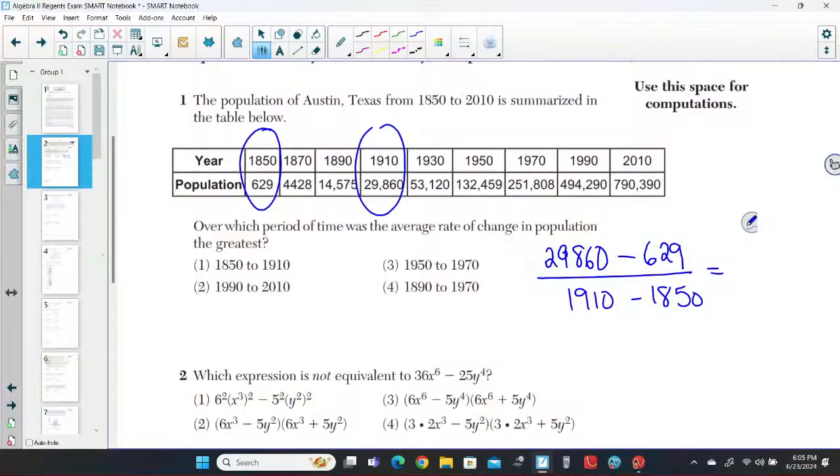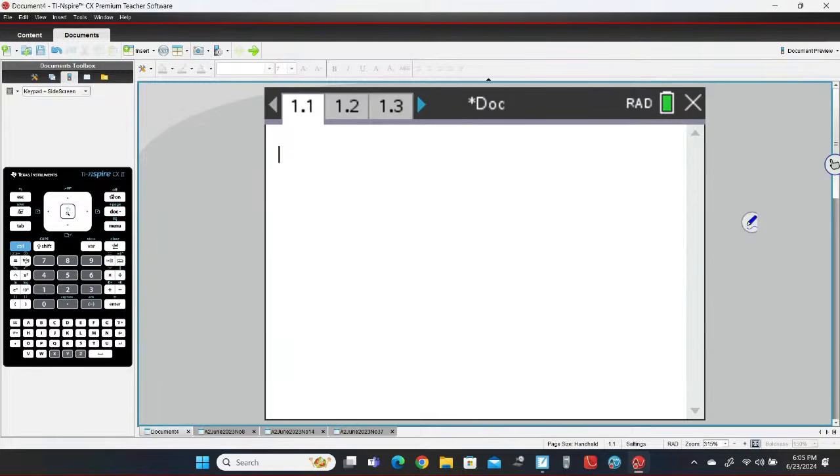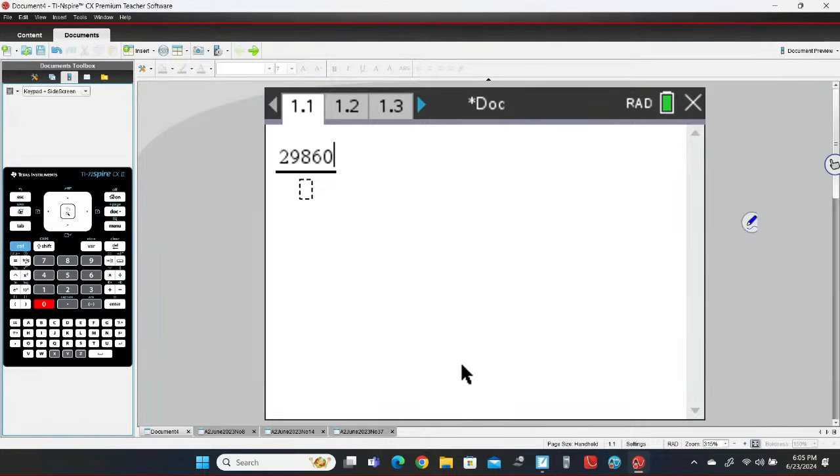Now, if I go into my graphing calculator, I can do all of this within a fraction bar. I've got 29,860 minus 629, the change in population, divided by, and again, you can just put in 1910 minus 1850, which will be 60 years.